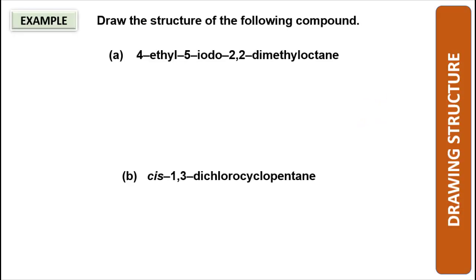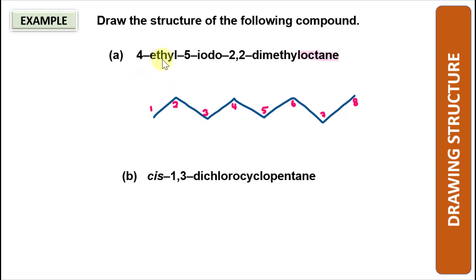Now, let's try to draw the structure according to its IUPAC name. So for the first one, we have 4-ethyl-5-iodo-2,2-dimethyl-octane. So we are going to start off with our parent chain. Since we have octane, the longest carbon chain here is 8 carbons. So we have an 8 carbon longest chain.